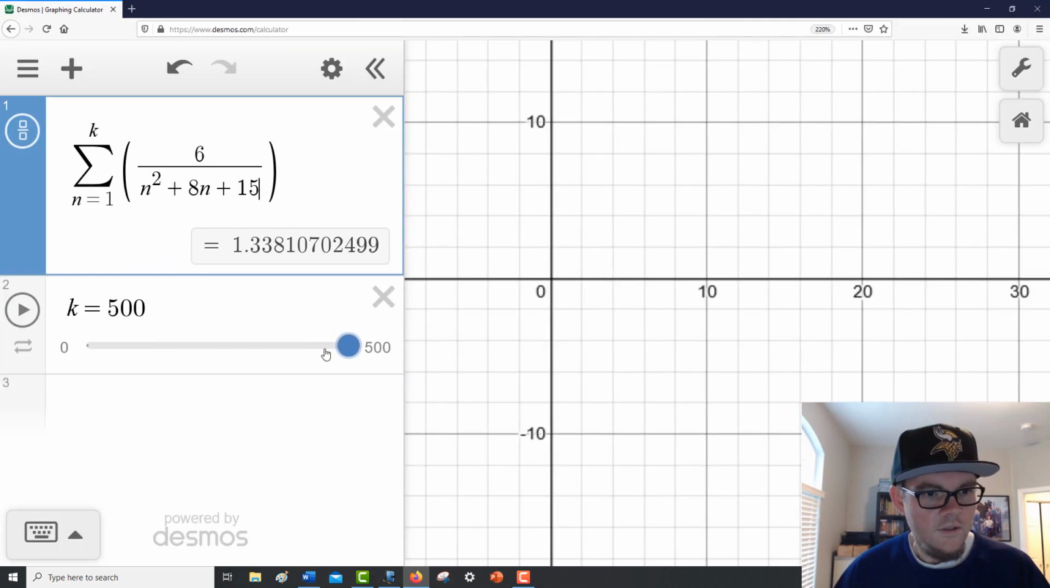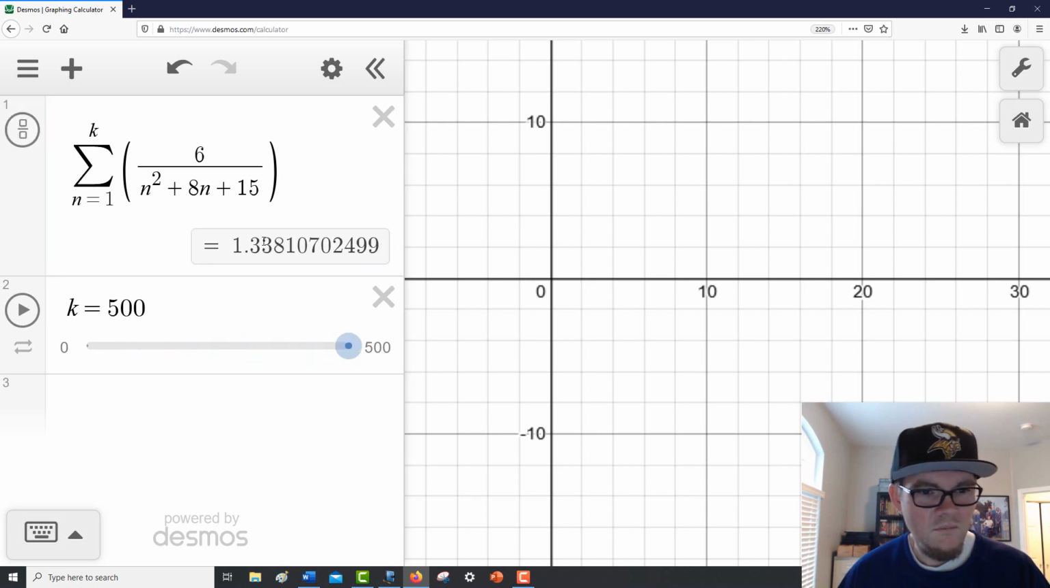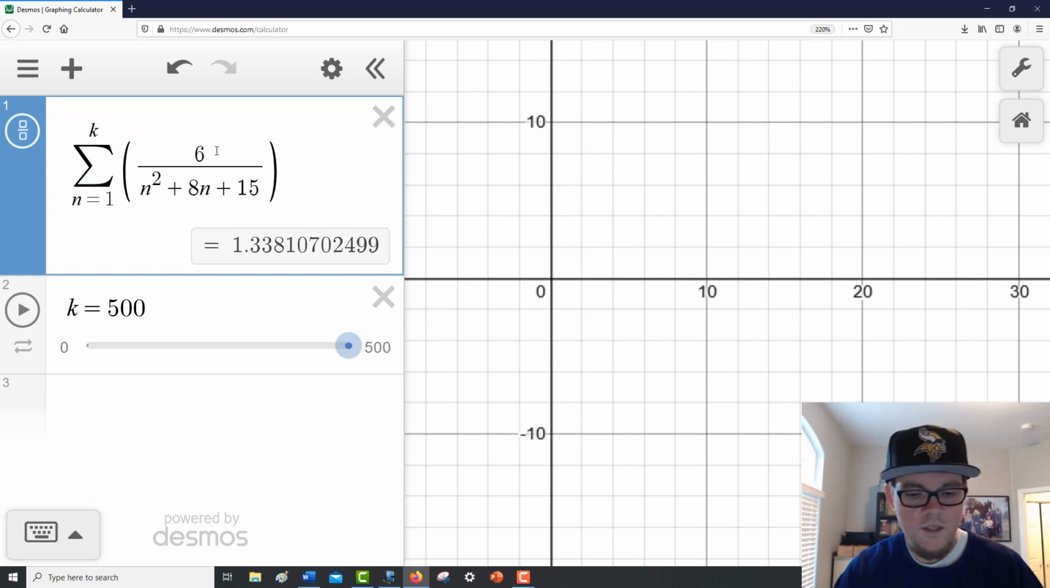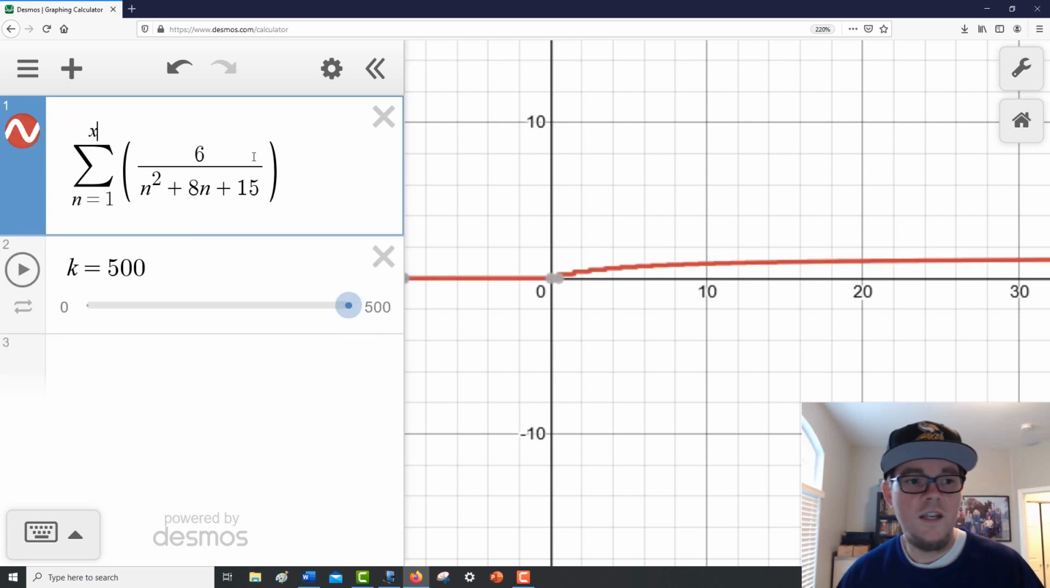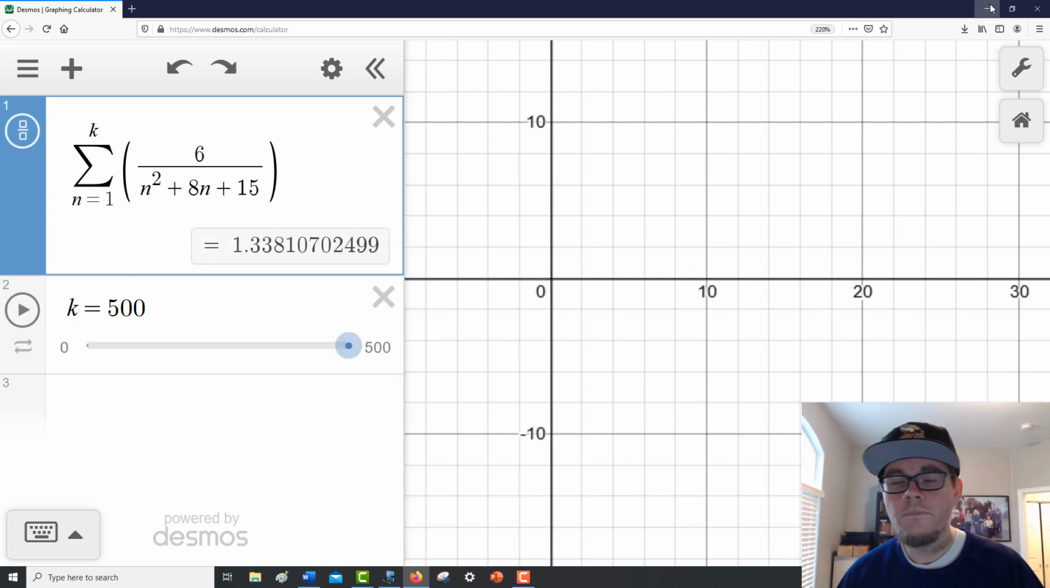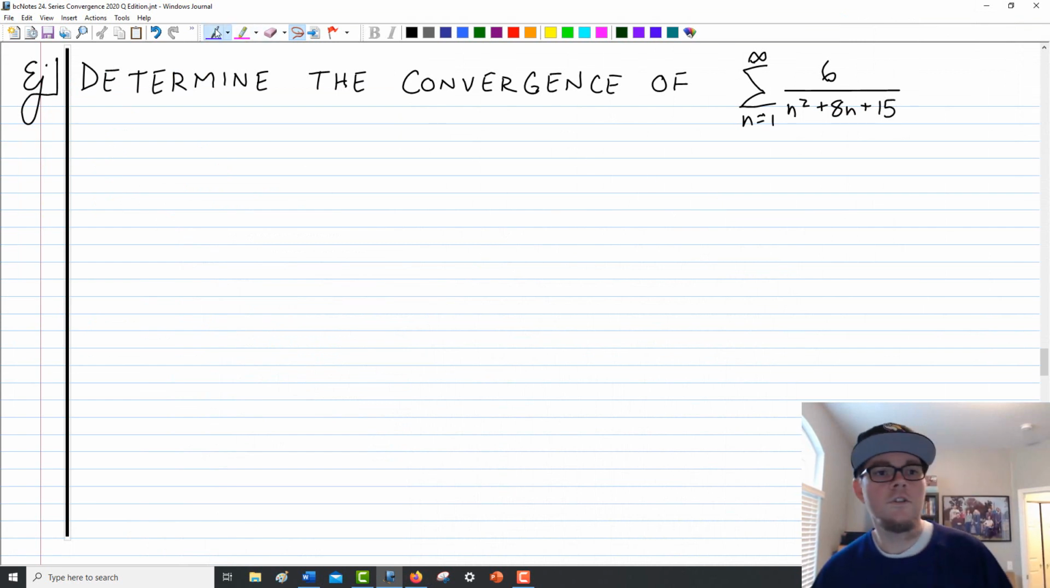There it is. What does it look like it's getting closer and closer to? 1.33 something, 1.34, something like that. So not necessarily conclusive, but it does look like it's approaching something. And if we do that same kind of visual trick that I used earlier, it definitely looks like it's asymptoting as well. So let's figure out what this converges to.